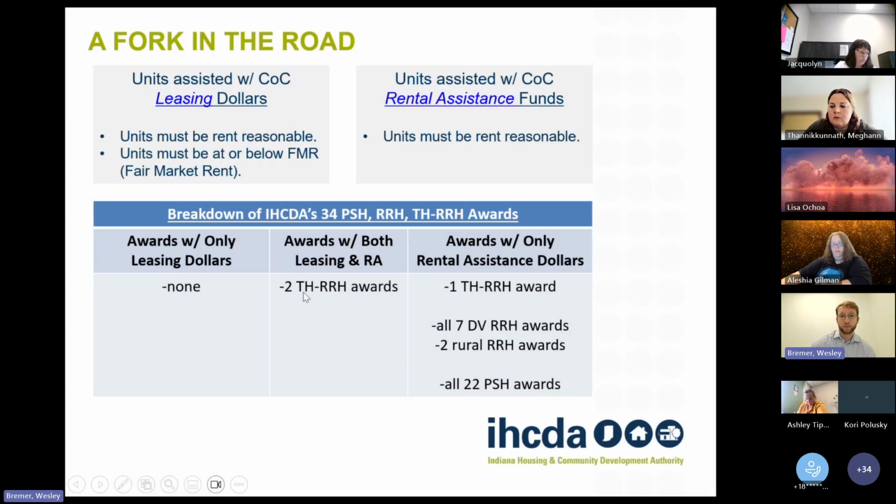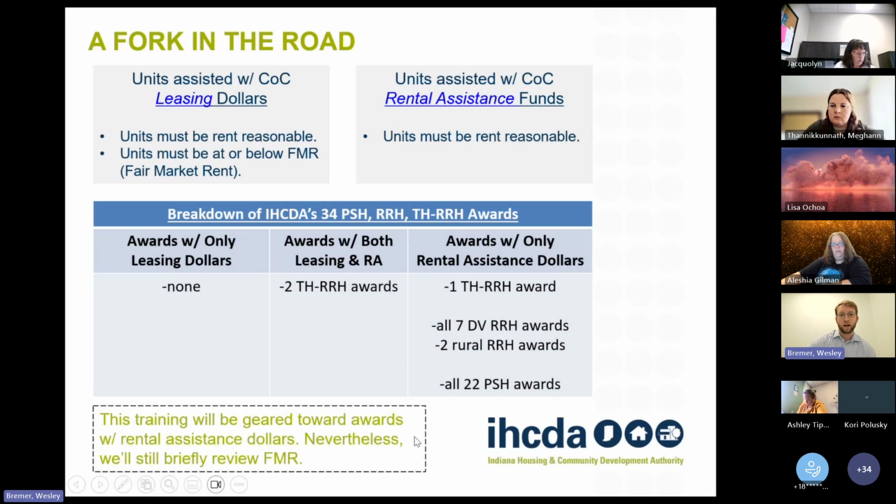Now, there are 2 of them, TH to RRH projects, where they take both leasing dollars and rental assistance dollars. So for those 2 subrecipients, and they're on this call, they have one standard for units assisted with leasing and another standard for those assisted with rental assistance dollars. Okay. All that is to say that mostly we're going to hit rent reasonableness pretty hard in the time we have together, and give glancing mention to FMR.